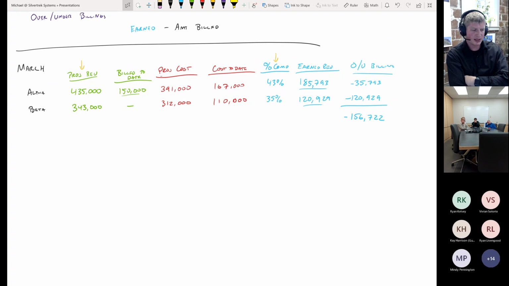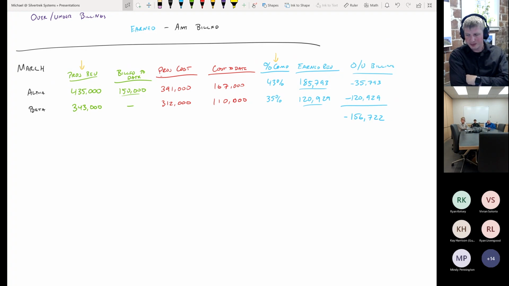But another piece is, are the billings actually keeping up with the project? And you can see that in both cases, the billings are not keeping up. We are underbilled in both cases, and in the beta case, we're significantly underbilled. As the person reviewing the WIP, you need to jump on these projects that are significantly underbilled and ask the project manager what's going on.